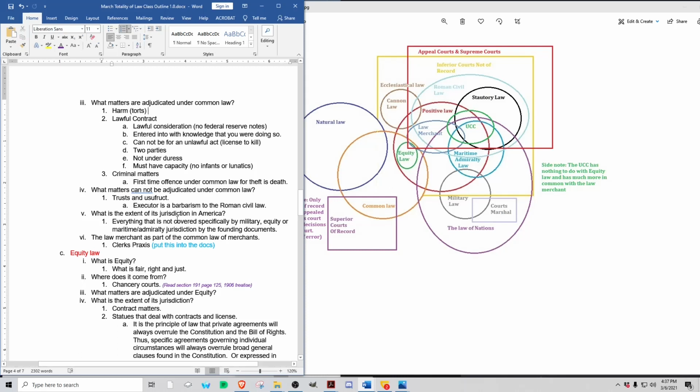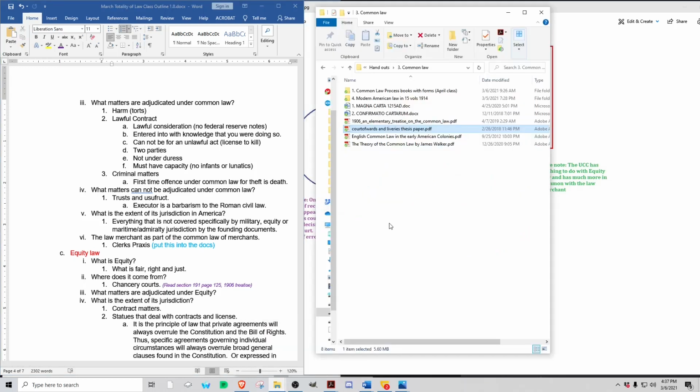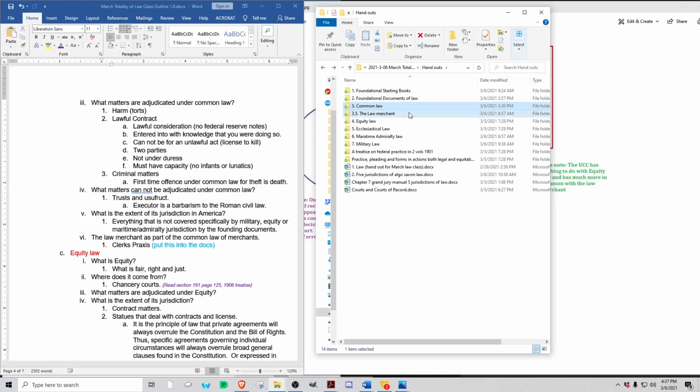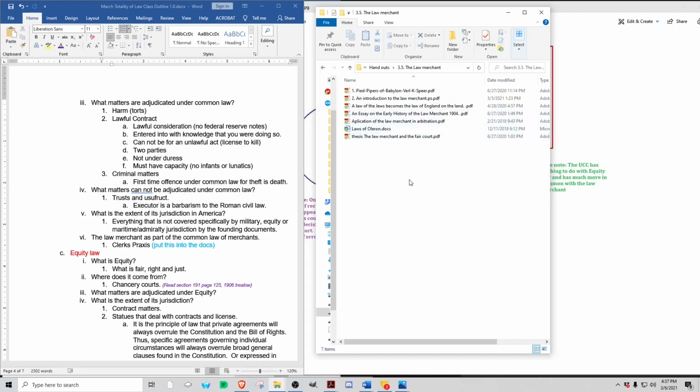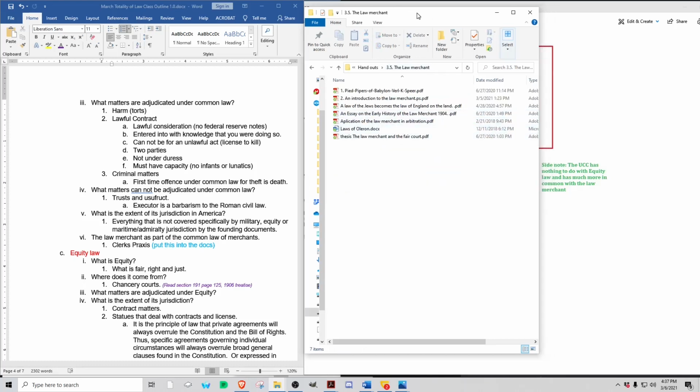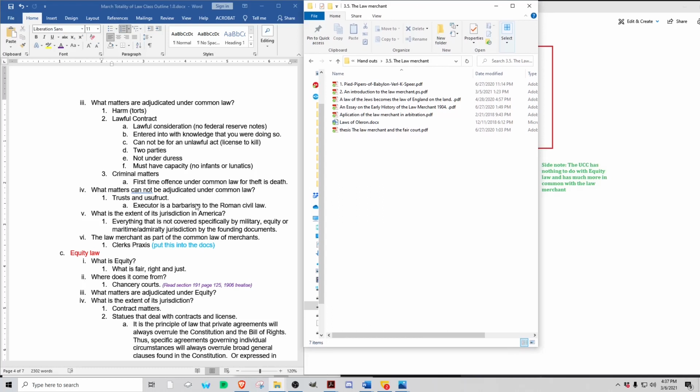So this is the aspect of the law merchant. The law merchant is part of the common law of merchants. And the common law of merchants goes back basically ever since man decided to take to the sea, or first decided to trade things over long distances. So in the documents, under the links, click on the law merchant and open that up. I'm going to go through each one of these documents and show you what the law merchant's all about.